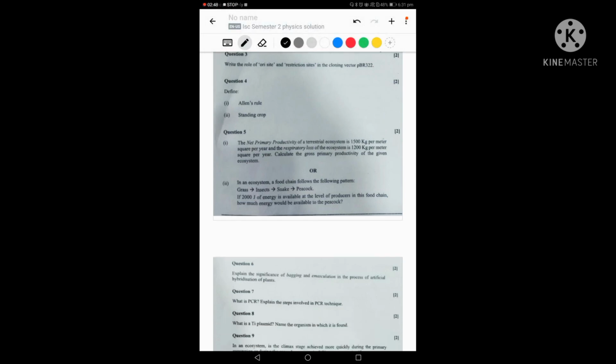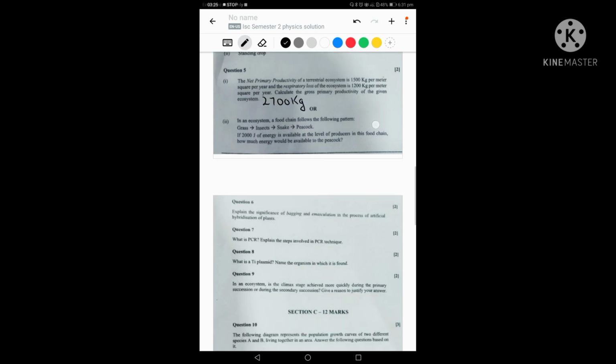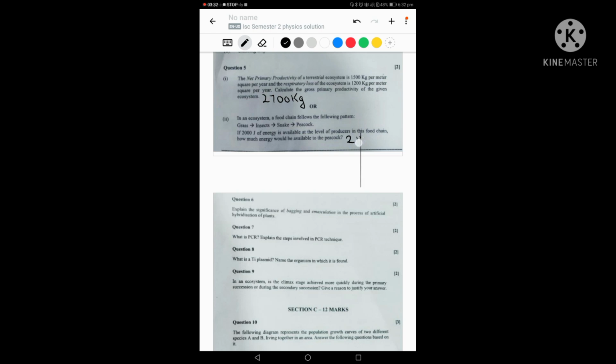Question number 4, define Allen's rule. Allen's rule states that organisms present in colder regions have shorter limbs to prevent heat loss. The standing crop is the total amount of living material present at each trophic level at a given time in an ecosystem. Question number 5, numerical answer was 2700 kg, and the second part answer was 2 joule.